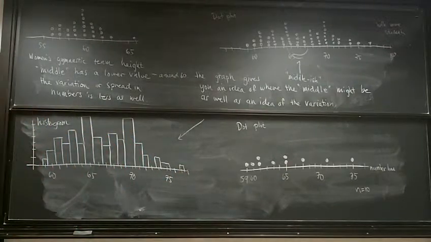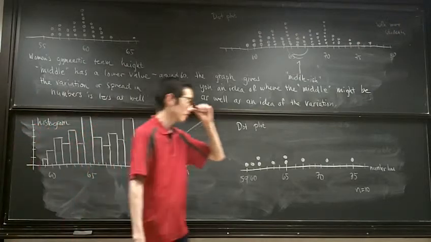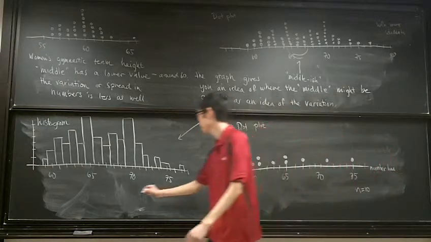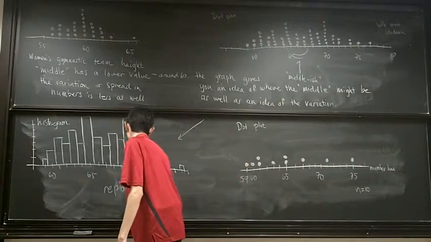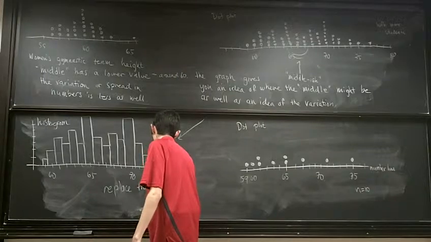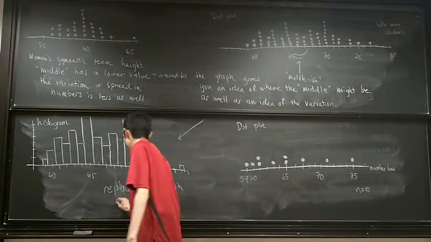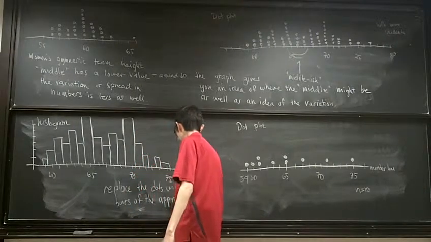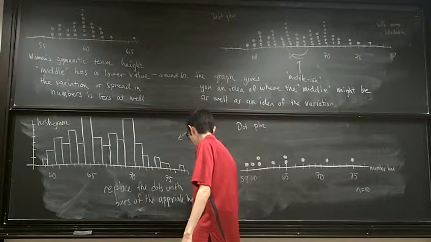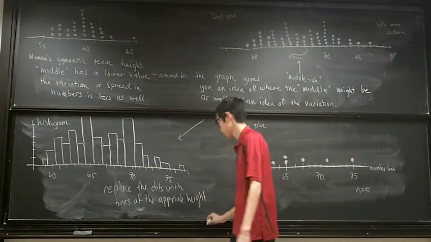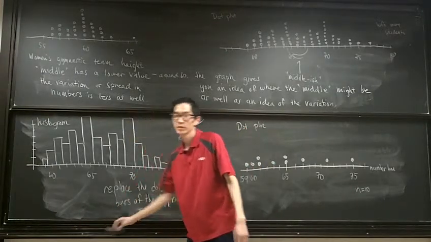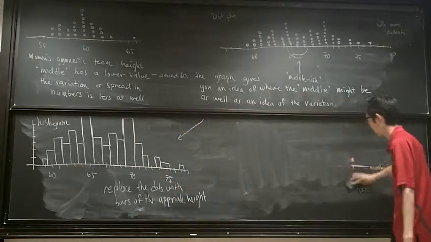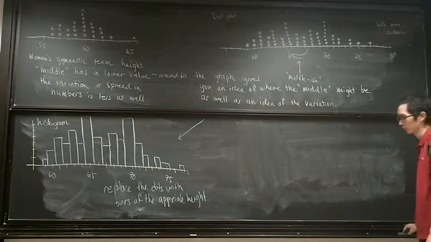Okay, and it looks something like this. Basically, you replace the dots with bars of the appropriate height. And there we have a histogram. Is that okay?